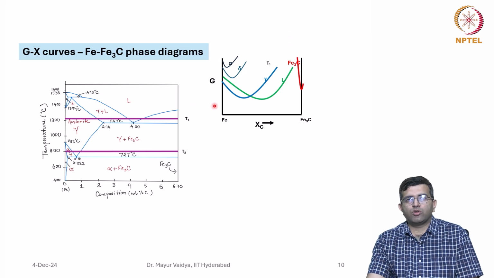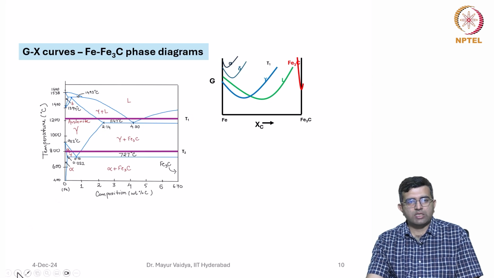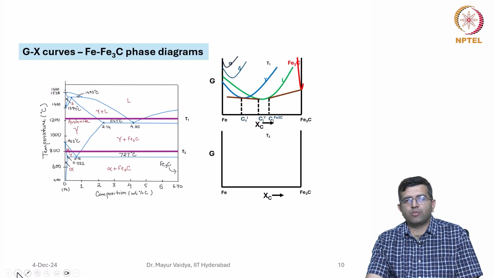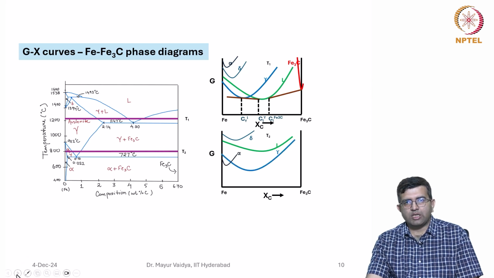If you want to draw at T1, you have to see that there is one single phase region of gamma, which is here, lower than all the free energy. Then there is a single phase region of liquid, and in between there is gamma plus liquid and liquid plus Fe3C. So, you have these common tangent constructions. Similarly, at T2, there is no liquid, but there is a common tangent, or the two-phase mixture of gamma plus Fe3C.